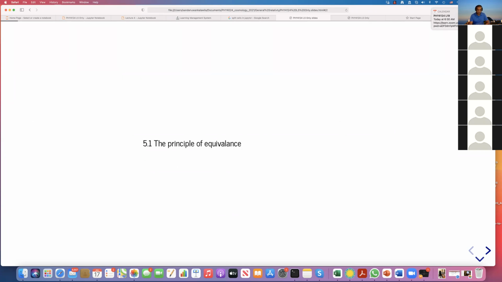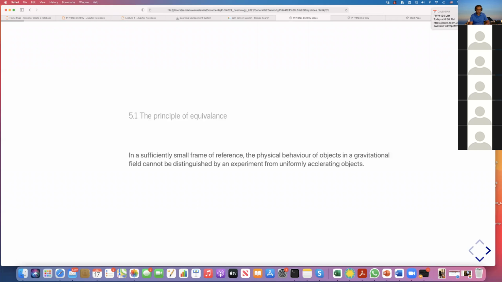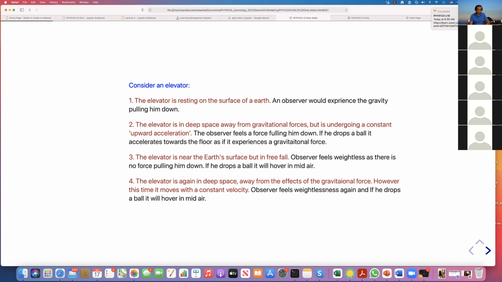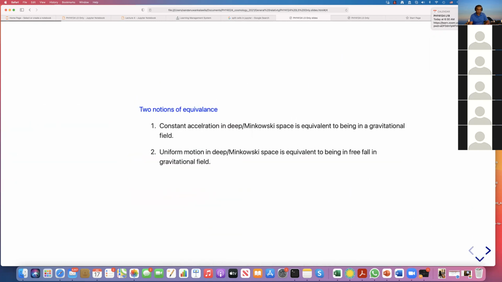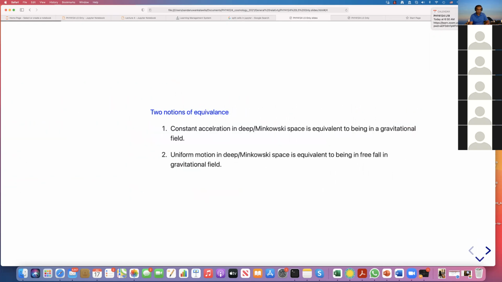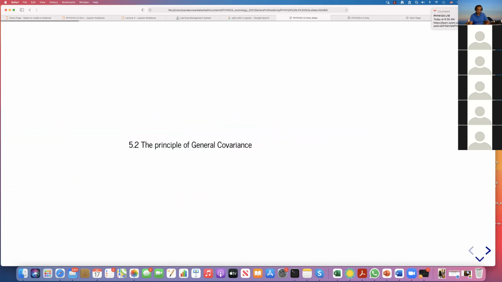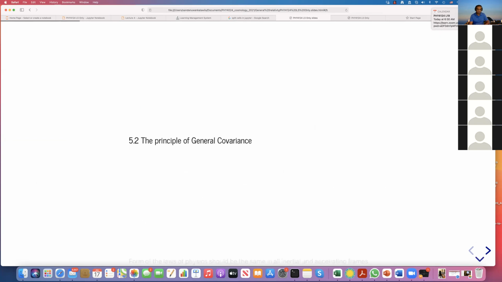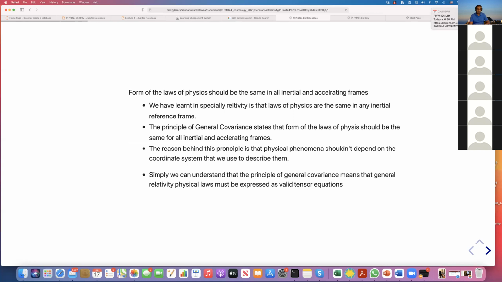And we discussed the principle of equivalence using a thought experiment, which is four scenarios related to an elevator, and then we understood what the principle of equivalence means. And then we talked a little bit about the principle of general covariance, right? The idea is the laws of physics should be the same in all inertial and accelerating frames.